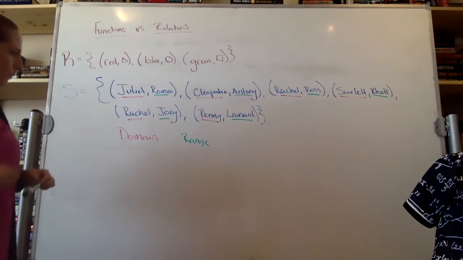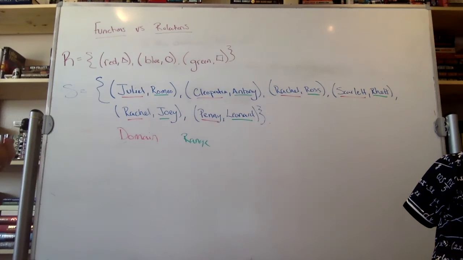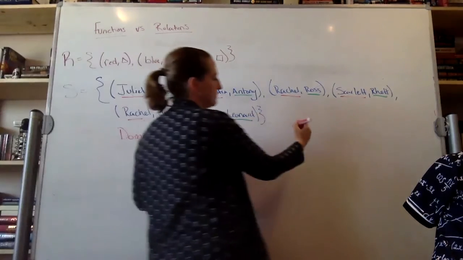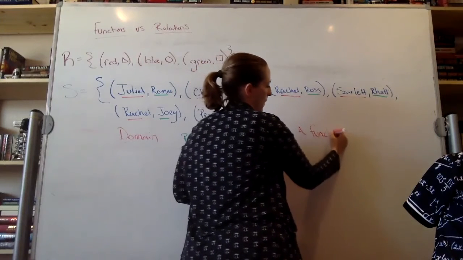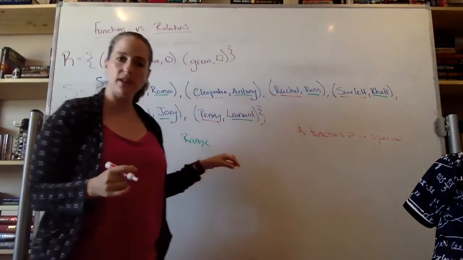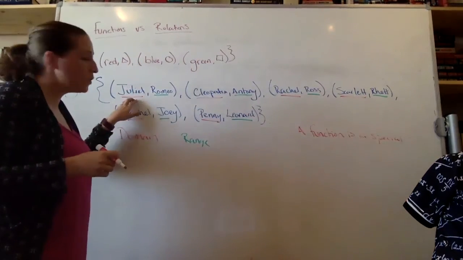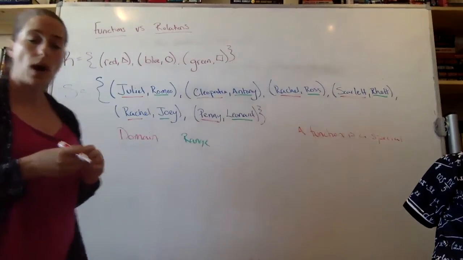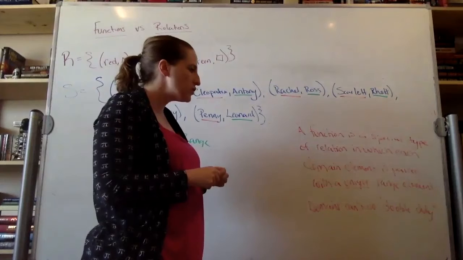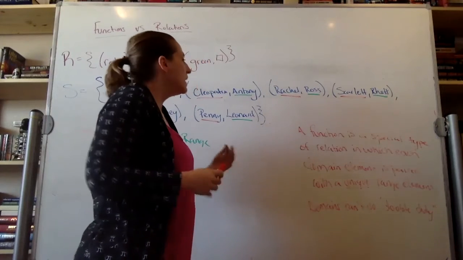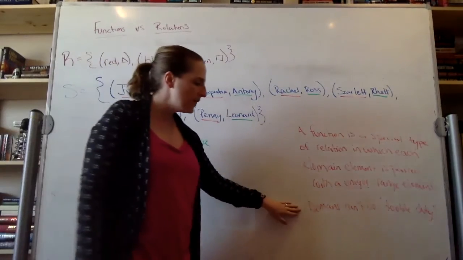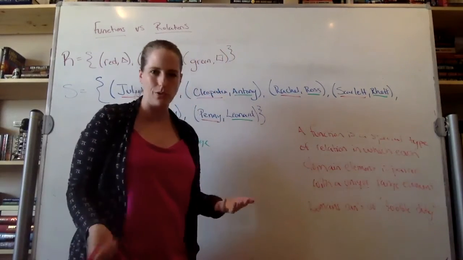Okay. Now, what I want to talk about next is what makes some relations function. So a function is a special type of relation in which each element of the domain can only be paired with one element of the range. Okay, so I've written that here. A function is a special type of relation in which each domain element is paired with a unique range element. In other words, every domain can only be mapped to one unique range element. A nice way of thinking of this is to say that domains can't do double duty, okay?